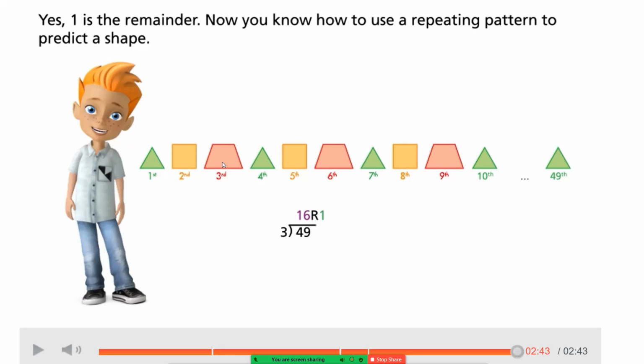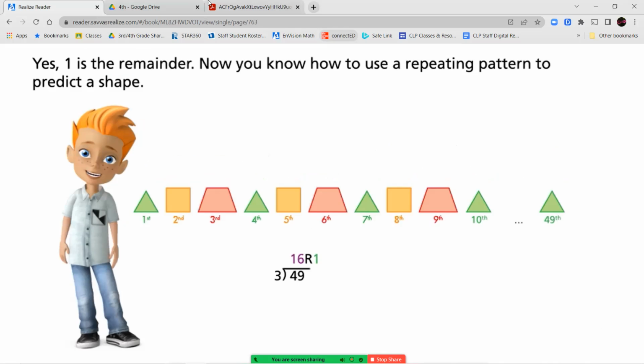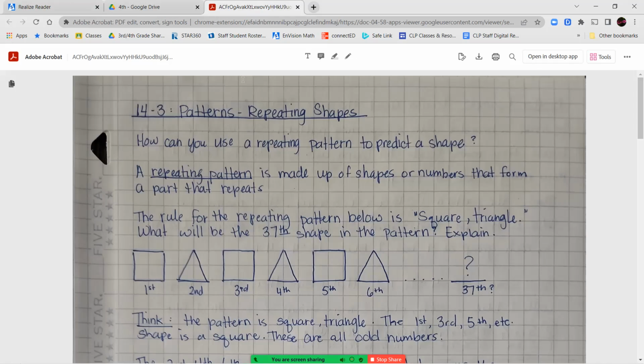If we're dividing by 3 and we have a remainder of 1, then that would be the shape that comes one shape after the trapezoid, which is the triangle. If we have a remainder of 2, which is 1 less than the next group of 3, our shape would be a square. So that's the reason you're dividing in groups of 3, because there are 3 shapes in this pattern. If there were 4 shapes in the pattern, you would be dividing by 4. If there were 2 shapes in the pattern, you would be dividing by 2, and so on. So let's go ahead and take a look at our notes and our guided practice for this lesson, and we'll go into this a little bit farther.